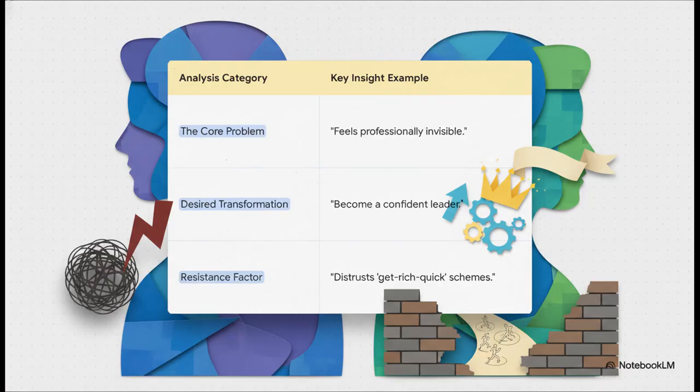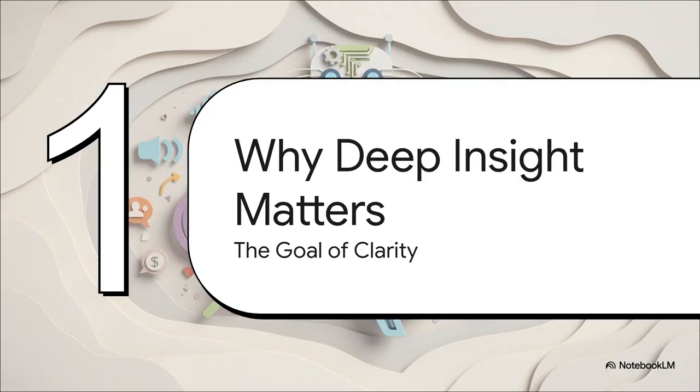And this is just a brilliant illustration of that final output. It's not some 50-page report nobody's going to read. It's a crystal clear, structured persona that boils everything down to its absolute essence. The core problem, the desired transformation, the resistance factors, it's all laid out so a team can look at it and immediately get it. Which, of course, brings us to the most crucial point of all.